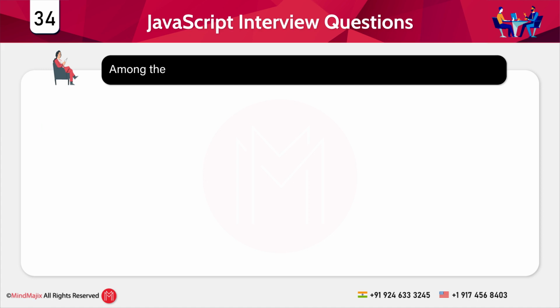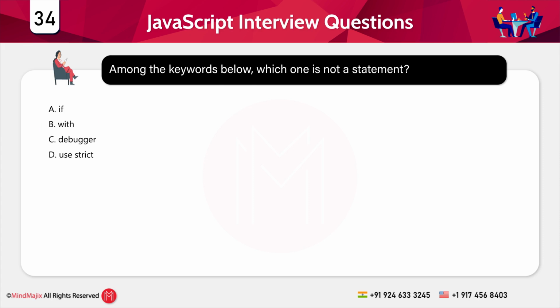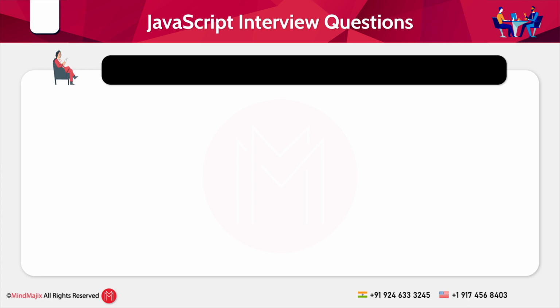Next question, among the keywords below, which one is not a statement? If, with, debugger, use strict. So the use strict, this is the answer. It is not a keyword. Strict is a directive introduced in the ECMAScript file. Directives are not statements because they do not include any language keyword. Also, it can appear only at the start of the script or at the start of the function body before any real statement has appeared.